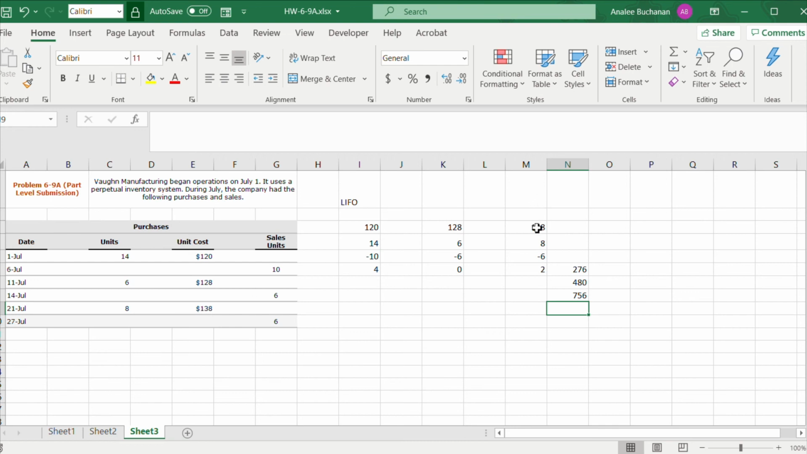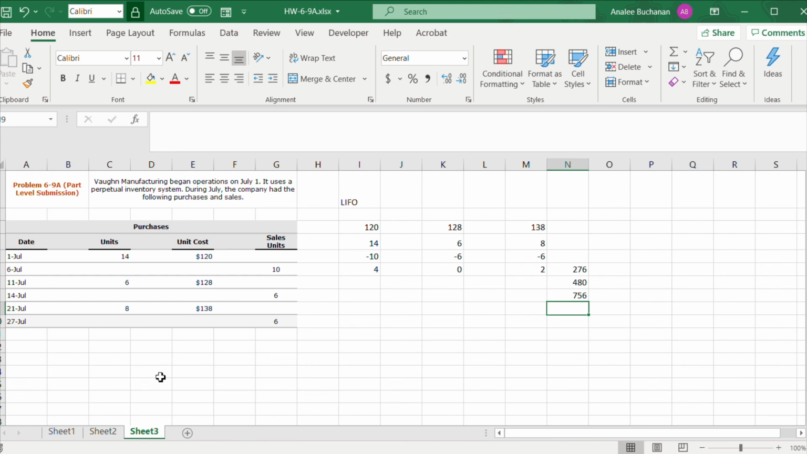And then we got in 8 units at 138. And then we sold 6 units. So the 138 came in last, so we're going to take all 6 from there. So we have 2 units left at 138. And so that's 276. And we still have 4 units left at 120. So that's 480. So our total is 756.